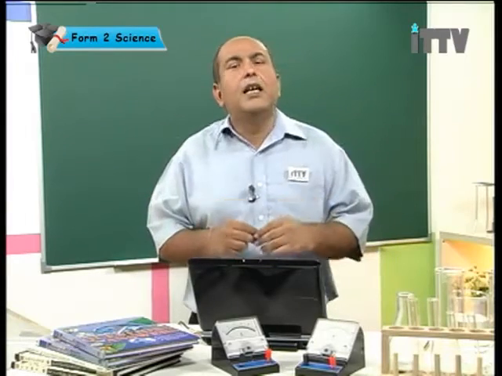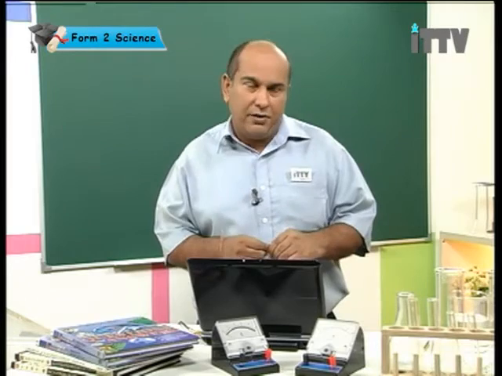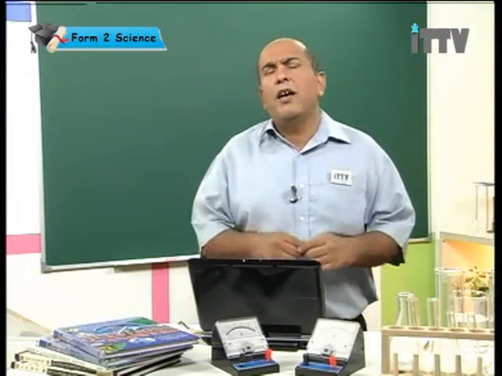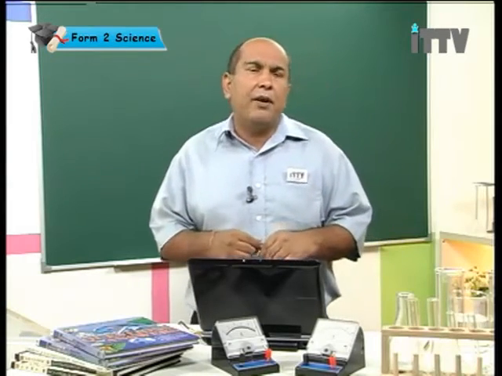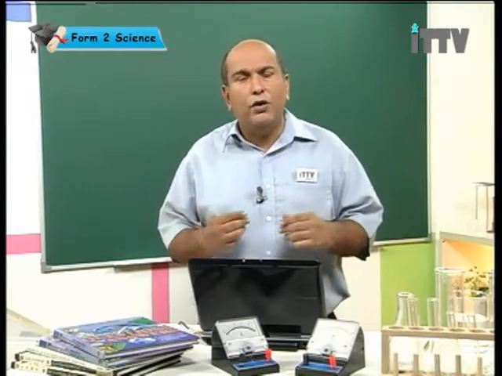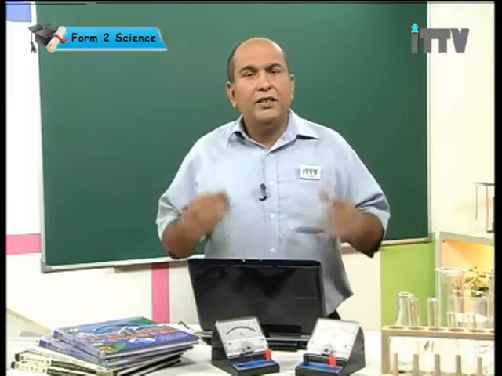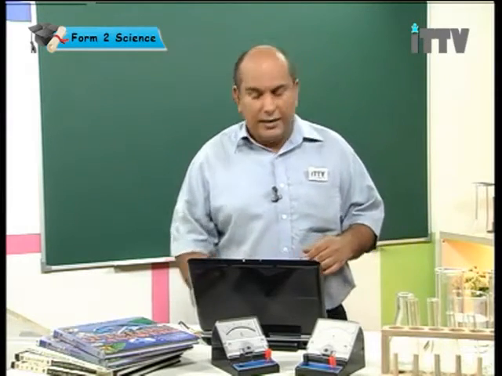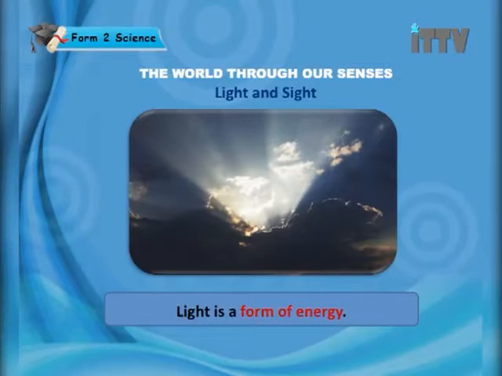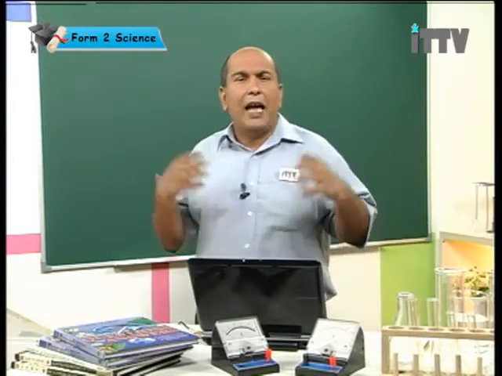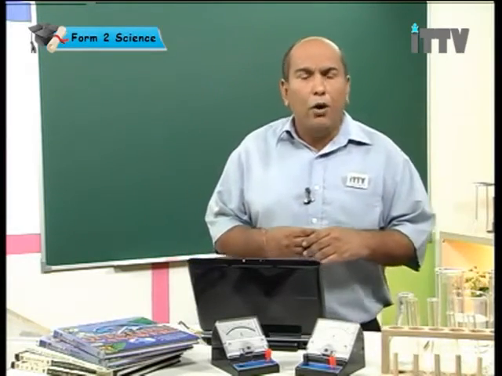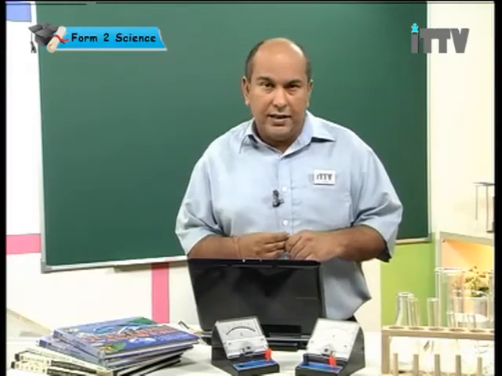Now, you've already learned about light in primary school during your UPSR days. But now we just want to have a bit more of a look at light and recall some of the main characteristics and main laws of light. Firstly, let's start by defining what light is. Light is a form of energy. Light is an energy that is produced by any material or object that is illuminated.